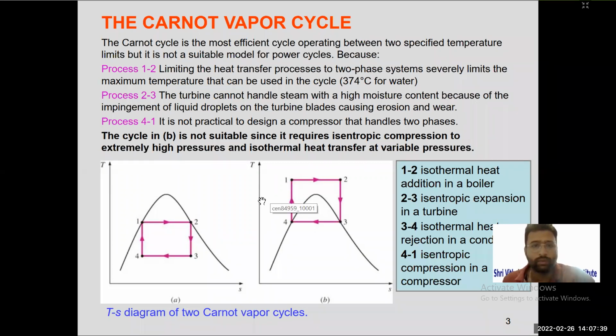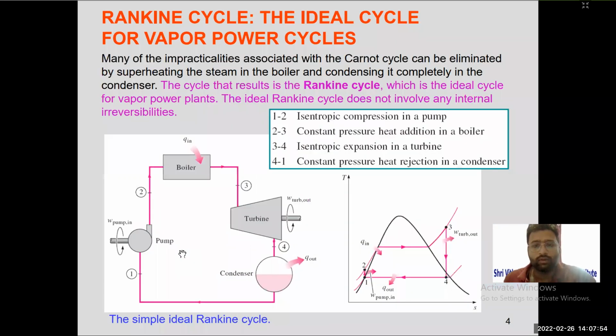It gives you maximum efficiency, but it has some practical limitations. Why? Because the isothermal processes are very slow and the isentropic processes are very fast. So one process is very slow, one process is very fast, so that is practically not possible. So for that we have the Rankine cycle.